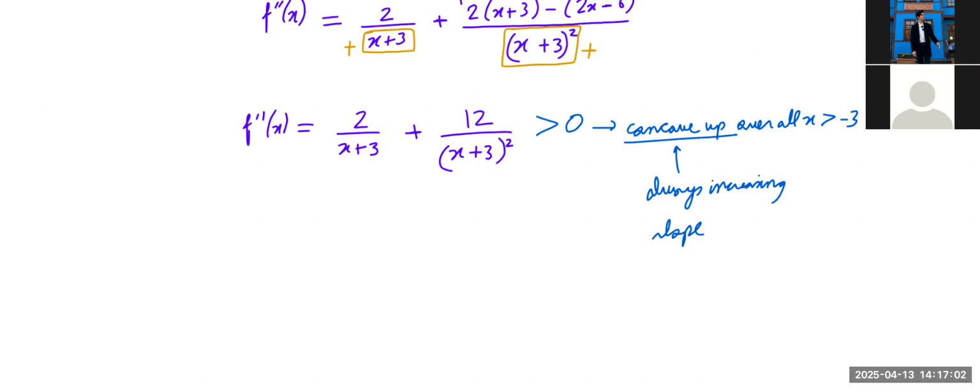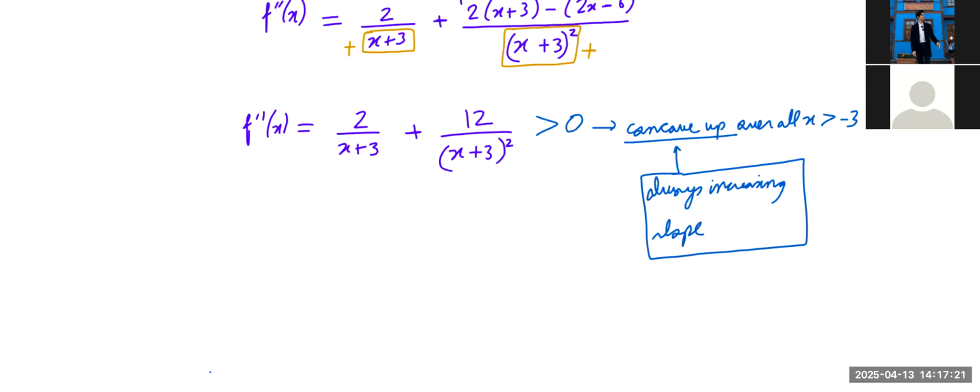For example, this one is concave up even though it's always going down, because it's trying to go up. It's curling upwards. So in a more mathematical sense, concave up means you're always increasing your slope. Your slope is increasing towards the positive side.